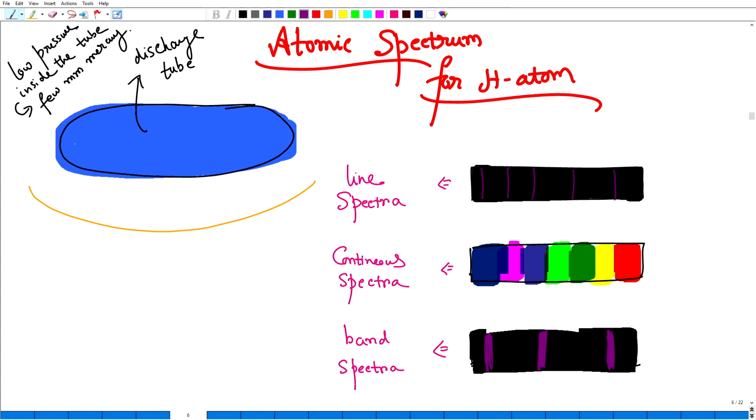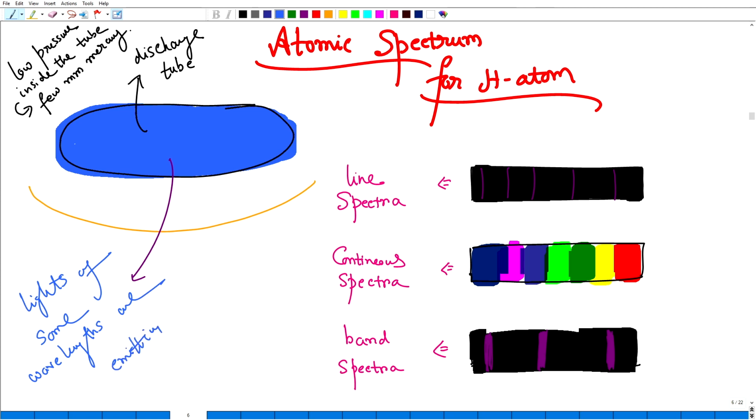So there are three types of spectra, but atomic spectra is purely line spectra, which essentially means that for a particular wavelength or frequency there is a line, otherwise there is a totally dark region. That means from this discharge tube only some specific wavelengths of light are emitted, not all. If you have a heated body, any heated body, it will emit all wavelengths, but the intensity may be different.